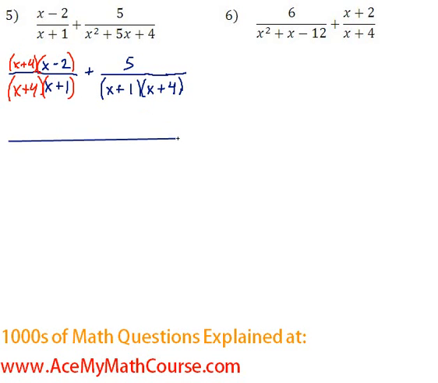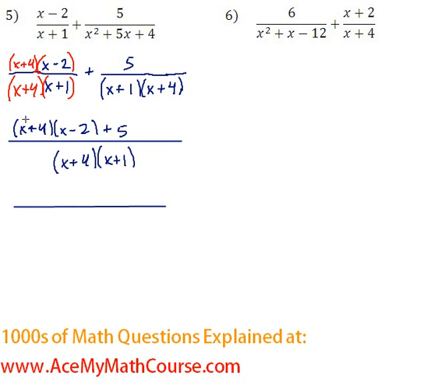And once we have the common denominator, we can of course just combine these fractions. So up top here we just have x plus 4 times x minus 2 plus 5. And down at the bottom, of course, we just have the same thing, x plus 4 times x plus 1. Great.